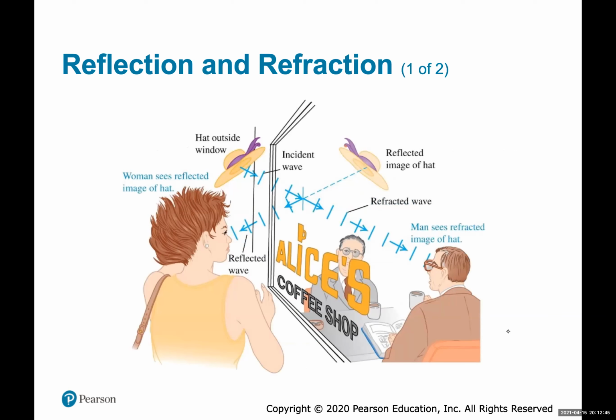A plane wave happily traveling along in one medium might encounter an interface, a boundary between that medium and another medium. It may reflect off that boundary. It may propagate through. It may do both.